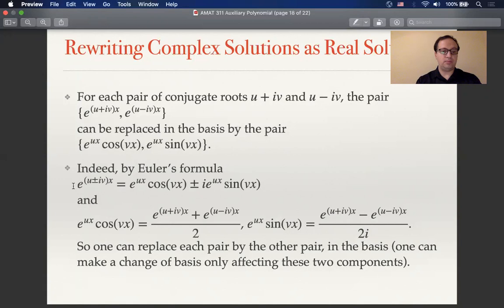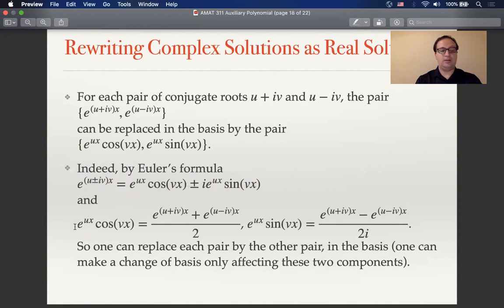So here are the formulas that can be used in changing the basis from one pair to another. So e to the (u plus or minus iv)x is e to the ux cosine of vx plus or minus i e to the ux sine of vx. So each of the two complex exponentials can be represented as a combination of e times cosine and e times sine.